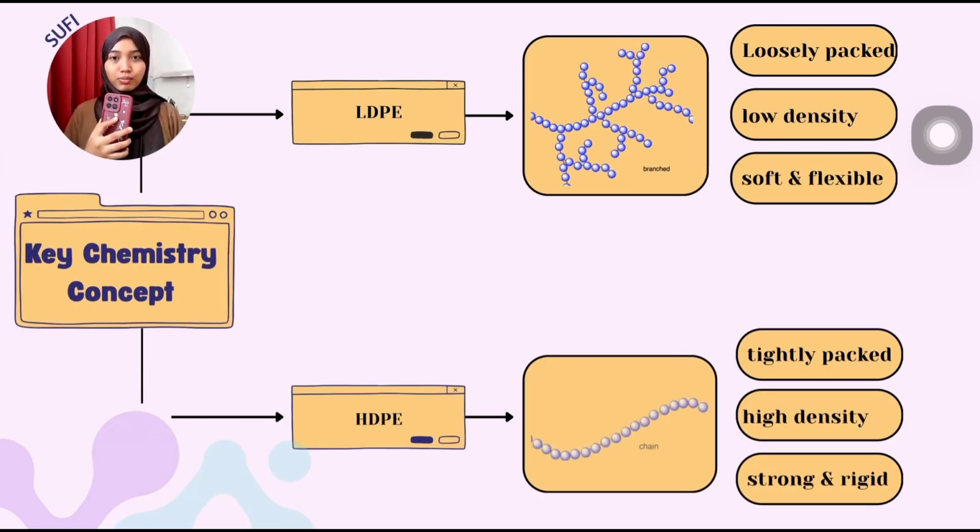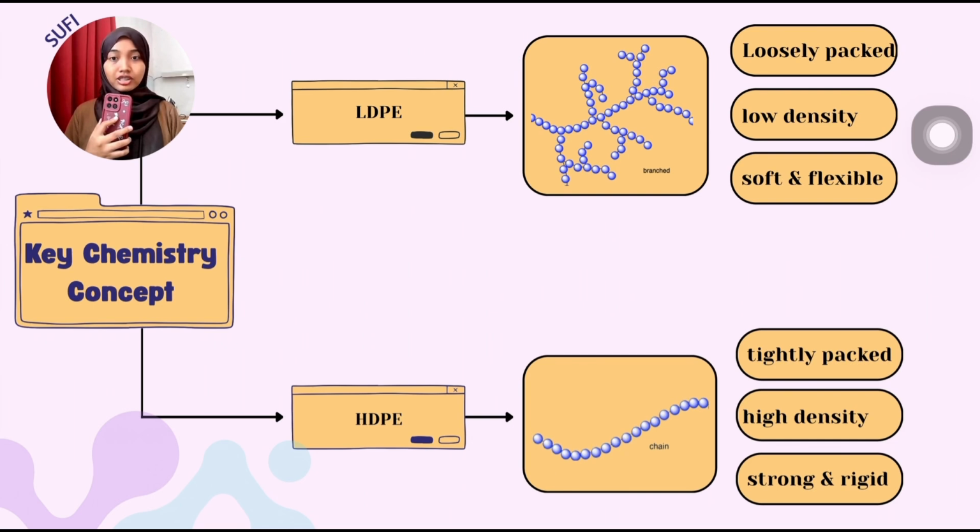Today, I will explain the key chemistry concept behind two types of polyethylene, which are LDPE and HDPE. Both of these are polymers made from ethylene, but they differ in their molecular structure, and this difference affects their physical properties. Firstly, LDPE, or low-density polyethylene, has a branched structure. Due to this, the chains cannot pack closely together. As a result, LDPE is loosely packed, has a lower density, and is soft and flexible. This is why LDPE is commonly used in flexible packaging materials.